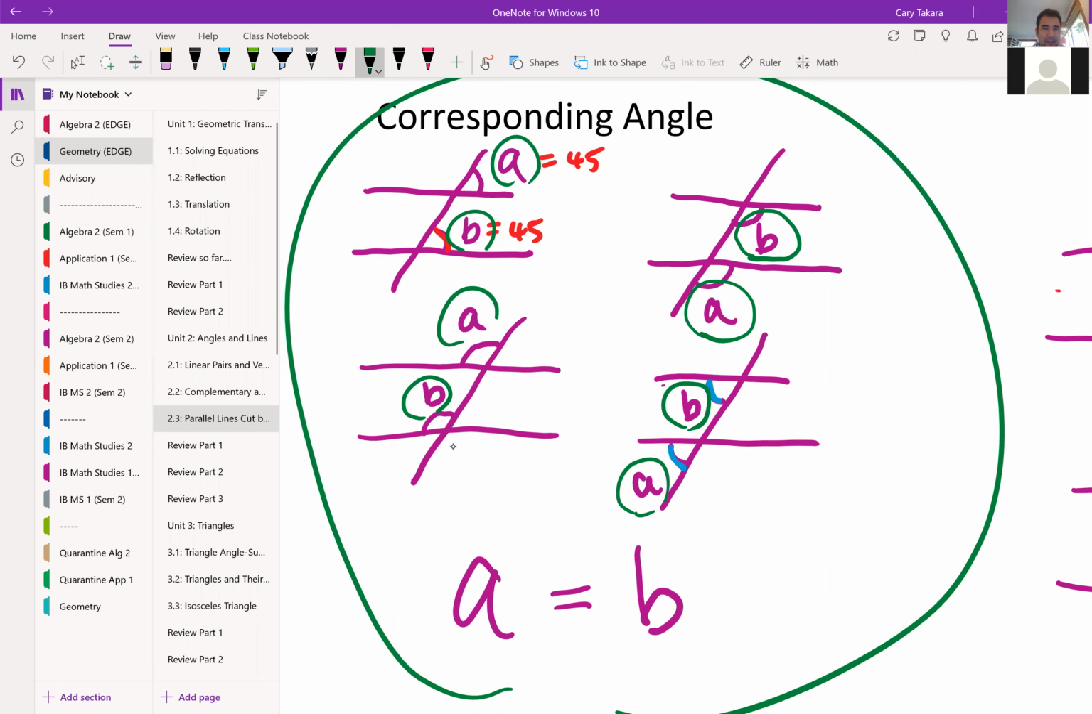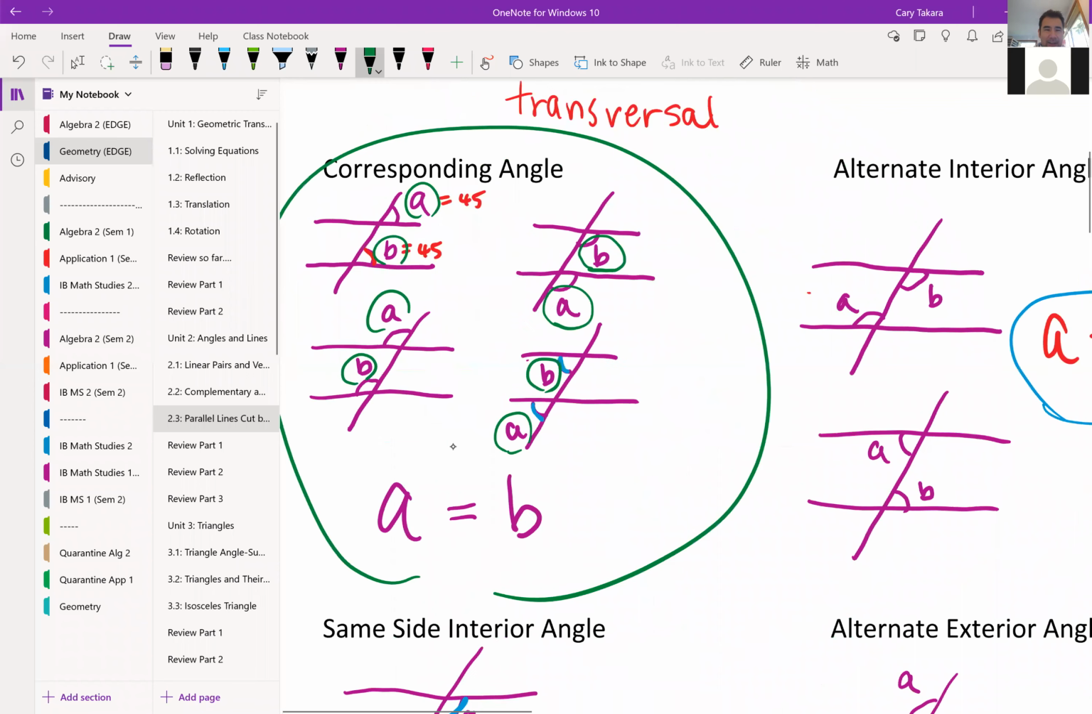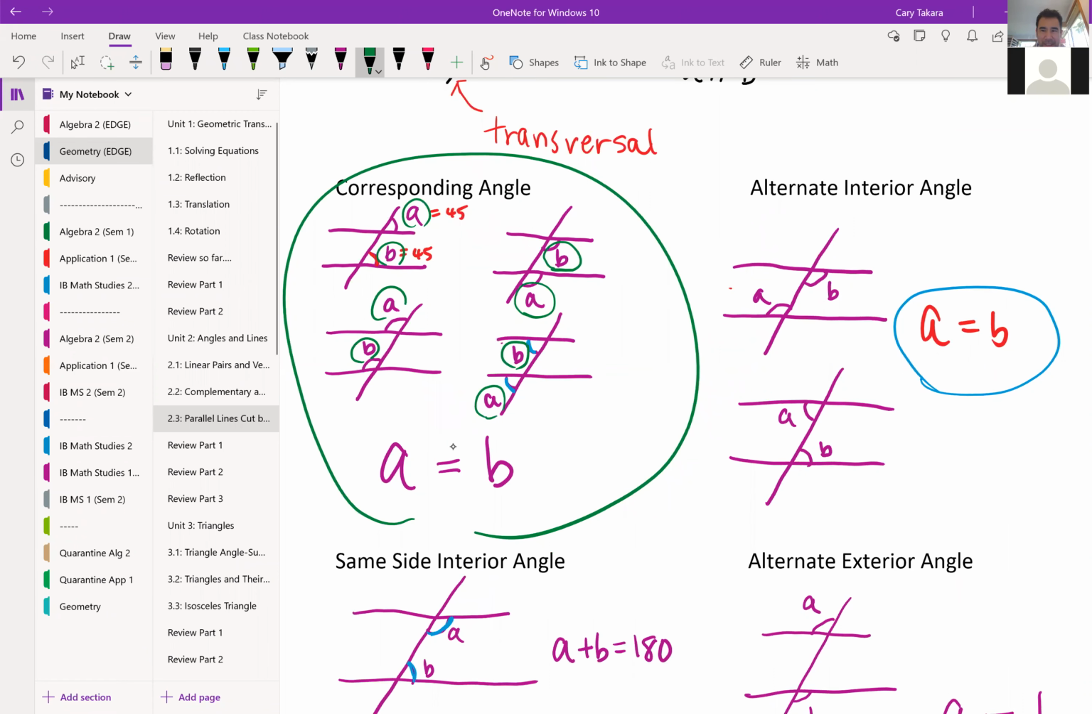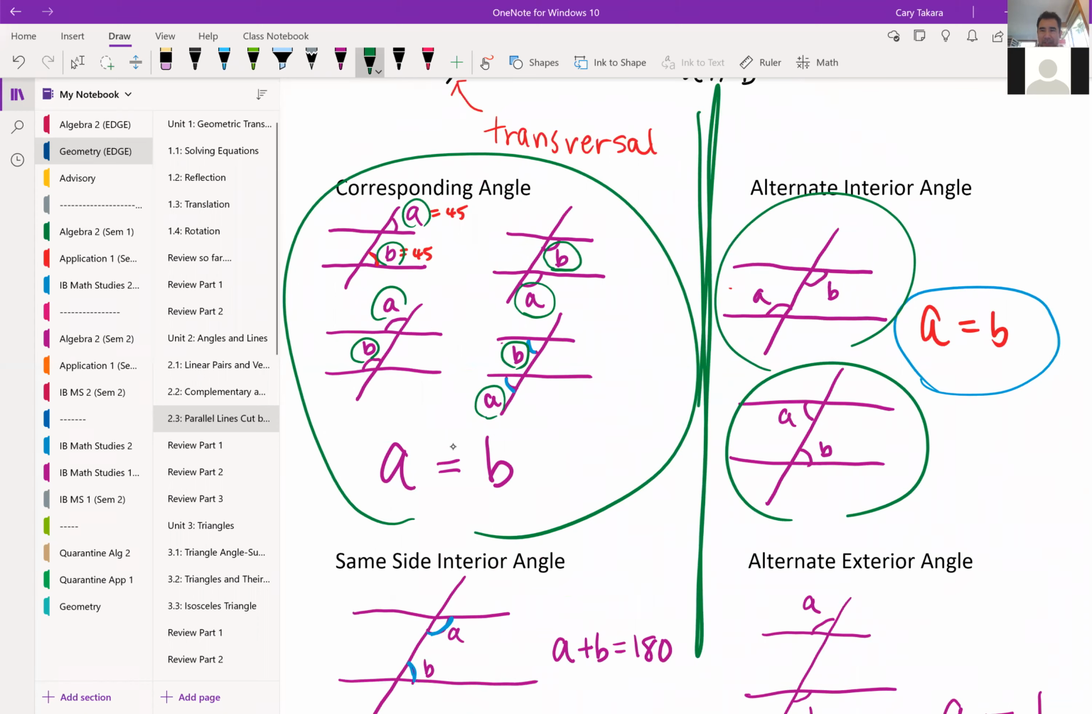Yeah. And then we've had alternate interior angles. It could be this one or this one. That's alternate interior. Do you see that? Alternate means left and right, or right and left, and then interior. Okay.